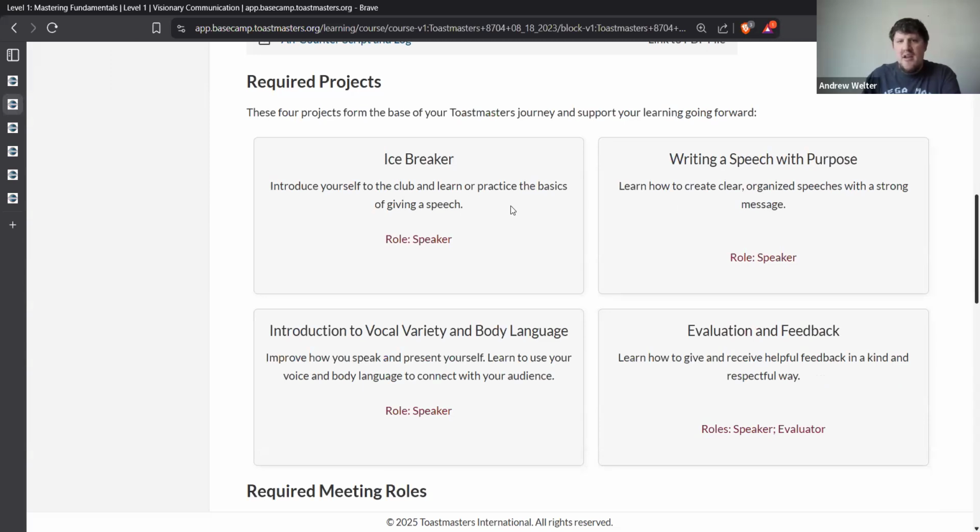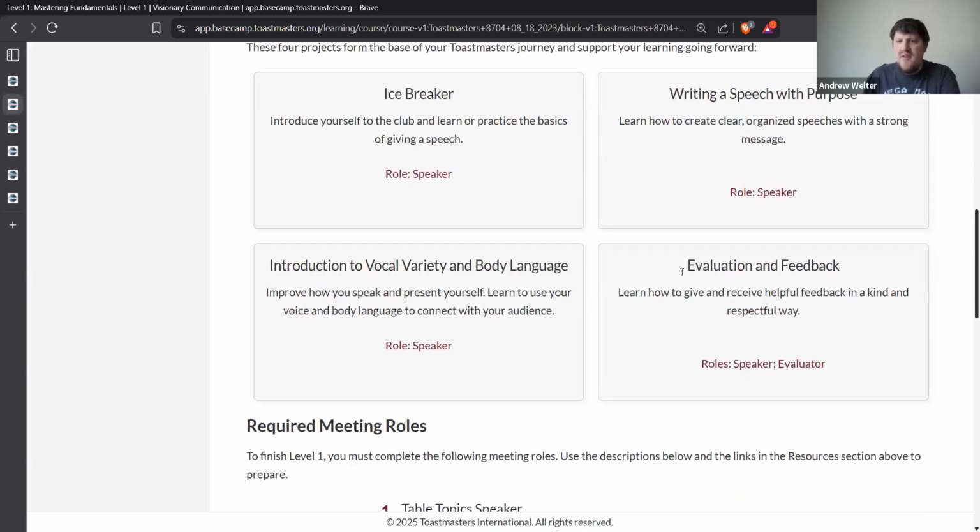Then down here, they're going to have the required projects. So obviously, everybody's level one is the same. So you're going to have your icebreaker, writing a speech with purpose, introduction to vocal variety and body language, evaluation and feedback. You can see all of them, you're going to be a speaker, and then you do have to be a speech evaluator for this evaluation and feedback. And that is a key one. A lot of people miss that one.